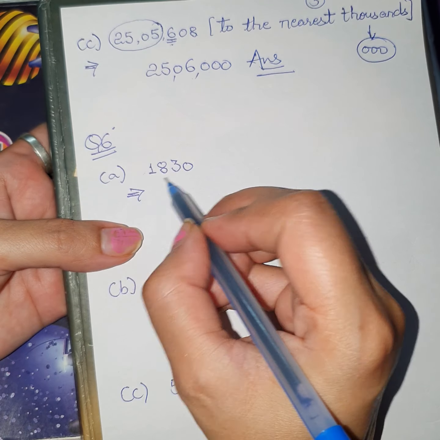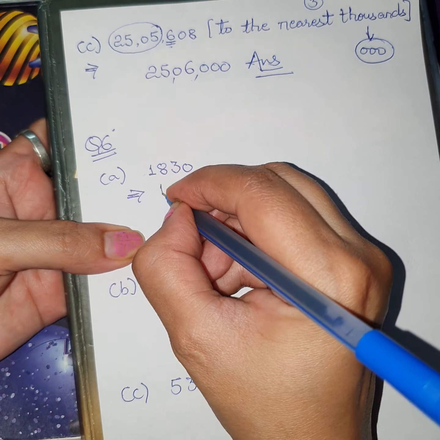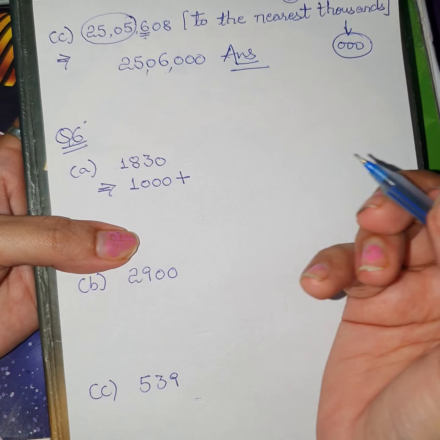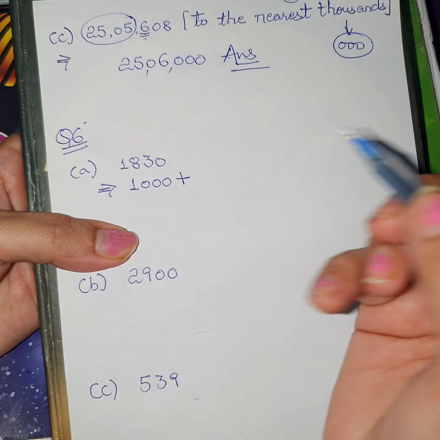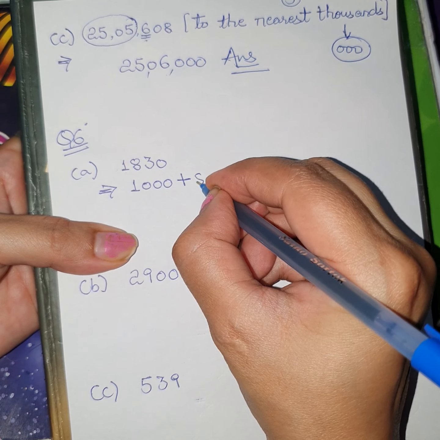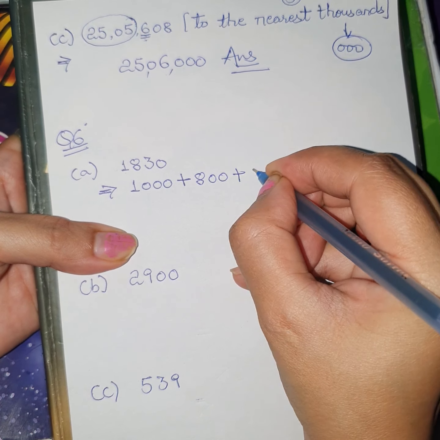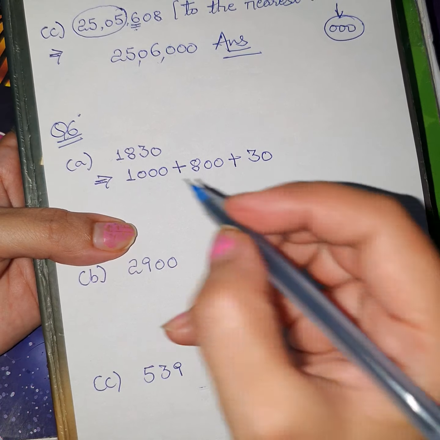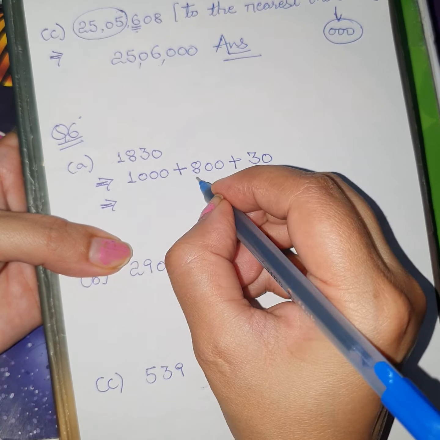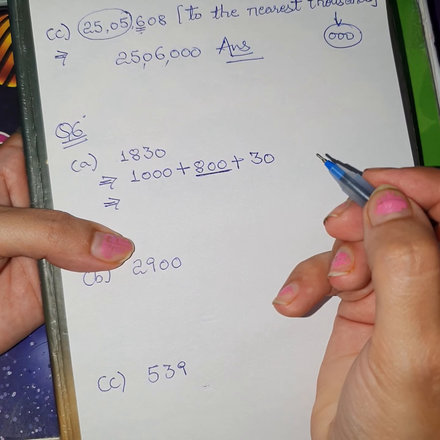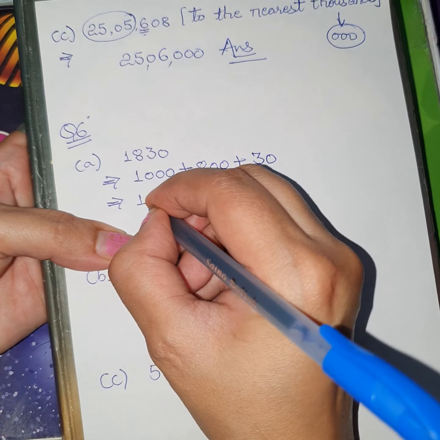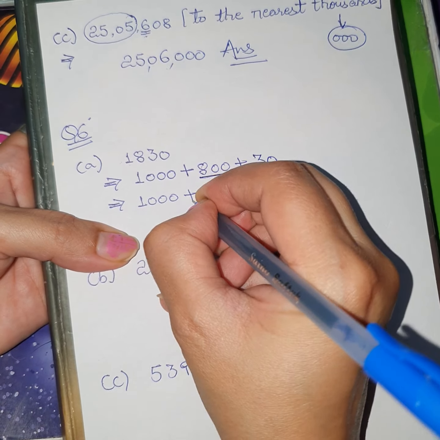Firstly, write this number in expanded form. So how will we write it in expanded form? How we write expanded form, I have explained in your previous revision session. So 1000 plus 800 plus 30, like this we can write in expanded form. Here we don't write 800 directly in Roman numerals, so I am breaking this 800 again into two parts. So 1000 I am writing as it is.